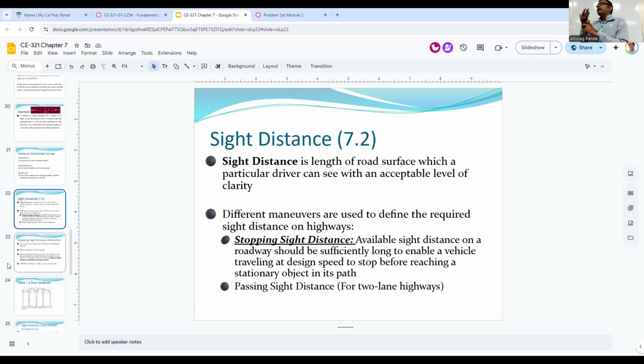What else? One more thing. I need one more thing that affects your stopping sight distance. How much distance you need to stop. Yes.